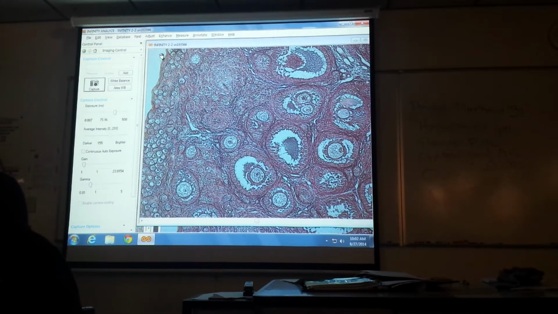Just for size comparison, you see that? That's primary. One layer of cuboidal cells around it. See next to that? Those are primordial. There's a primary. That's primary. Okay, let me take a picture of this.